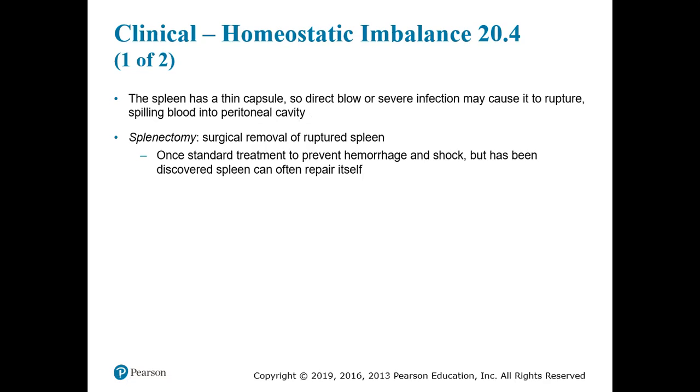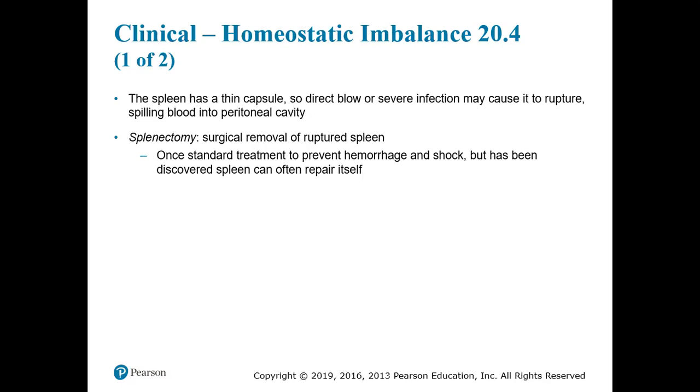Well, when this occurs, a splenectomy is sometimes done, which is removal of the ruptured spleen. Now, this was a standard protocol for hemorrhaging, blood going into the peritoneal cavity. It was, let's just remove this. Now we've learned that the spleen can repair itself. However, please note that just like most things, it is better in younger people, right?